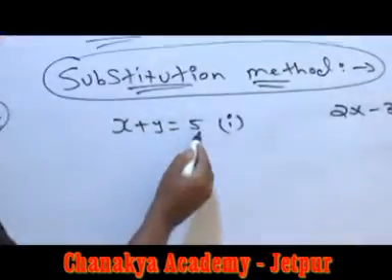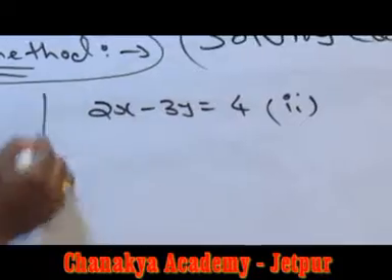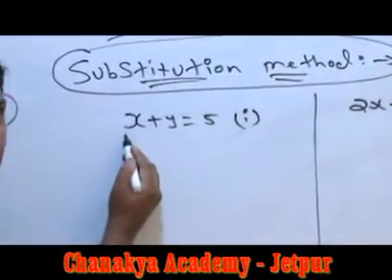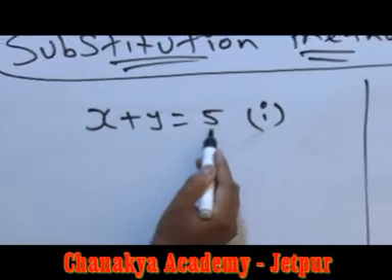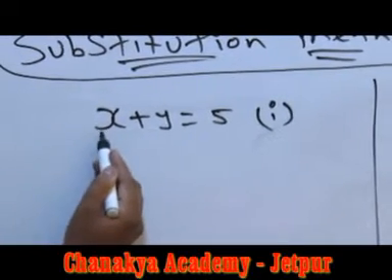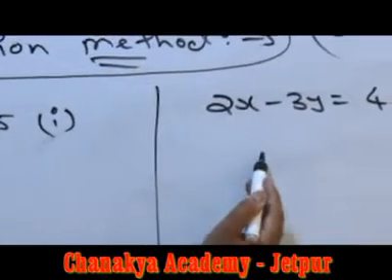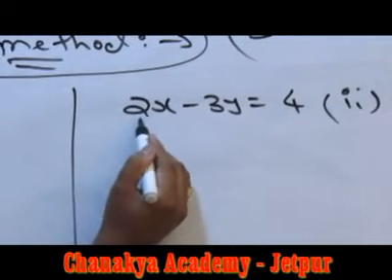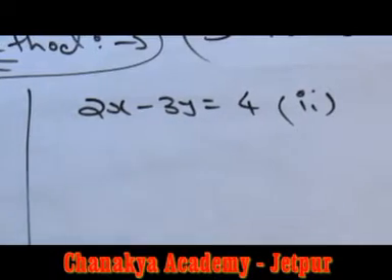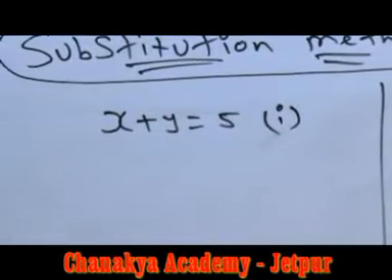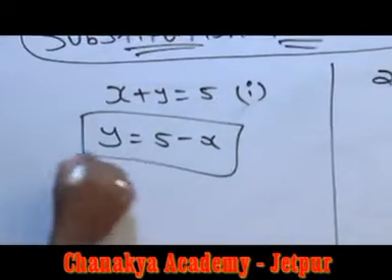x plus y equal to 5, equation number 1. 2x minus 3y equal to 4, equation number 2. Here coefficient of x is 1, coefficient of y is 1 and 5 is constant. In equation number 2, the coefficient of x is 2, coefficient of y is minus 3 and 4 is constant. Students, now first step will be y form. y equal to 5 minus x. Here we have generated our y form.